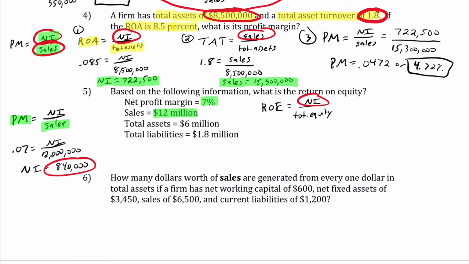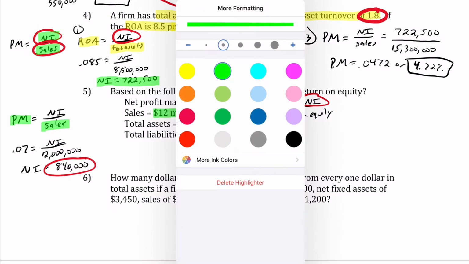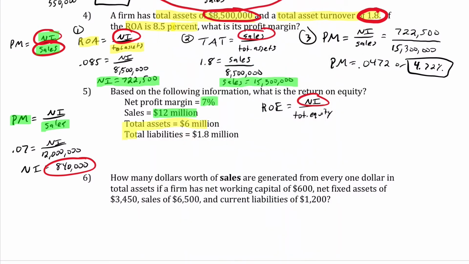Now we have to figure out how to solve for total equity. They have given us assets and liabilities. This is where you must remember the balance sheet identity, which says that total assets equals total liabilities plus total stockholders' equity. They gave me assets and liabilities, so I can easily solve for equity since it must always balance. Total assets is 6 million. Total liabilities is 1.8 million. When I solve for total equity, I get 4,200,000.